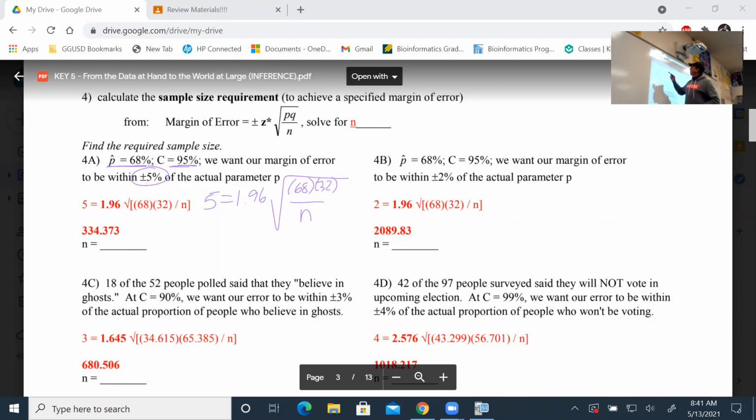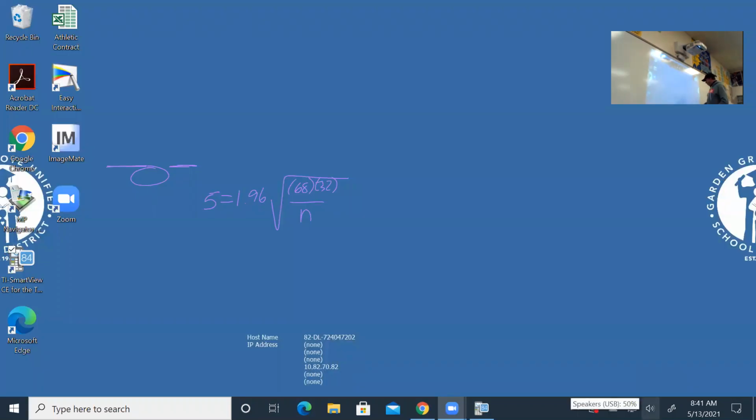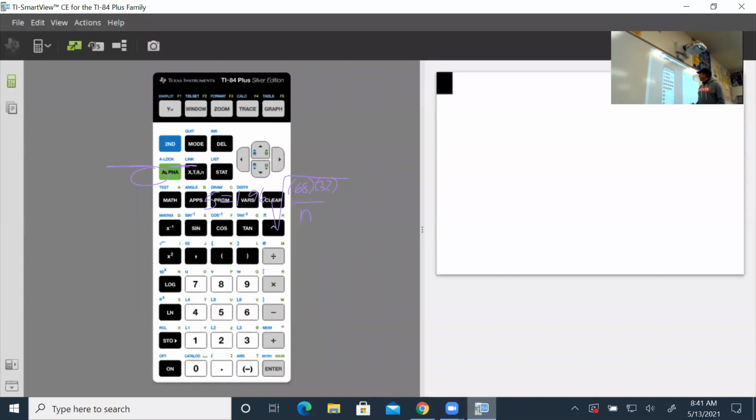So let me slide over to the calculator at this point so we can figure this out, okay? Okay. So hopefully you can kind of see it up there. I'll write it again. We got 5 equals 1.96 times the square root of 68 times 32 over n, okay? So we're good to go there. So let's give this a shot here, all right? All right, here we go.